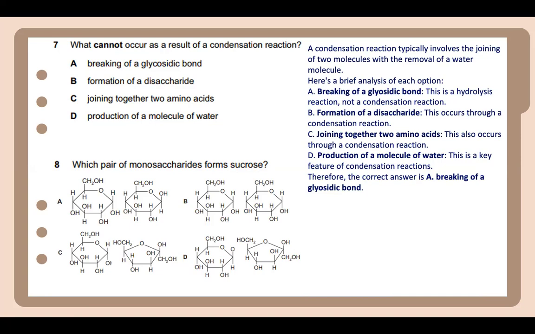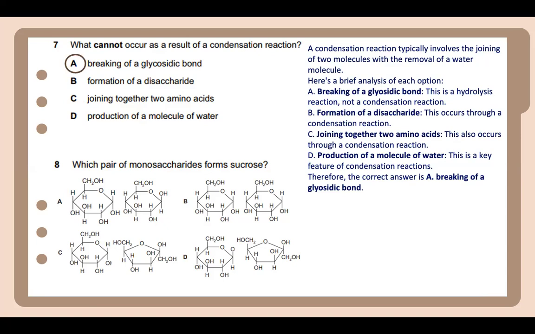Formation of a disaccharide, this occurs through a condensation reaction. Joining together two amino acids, this also occurs through a condensation reaction. And finally, production of a molecule of water, and this is a key feature of condensation reactions. Therefore, the correct answer is breaking of a glycosidic bond.